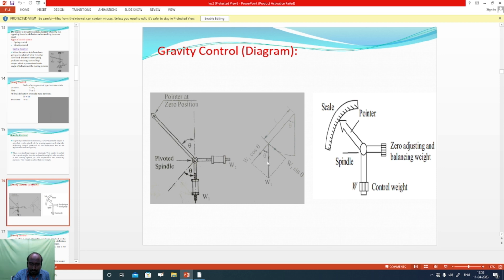So we can extend this line beyond this W1 cos theta, and we can draw a circle, so that an angle of theta is again replicated here. So this angle theta is the angle between this pointer and this weight W.